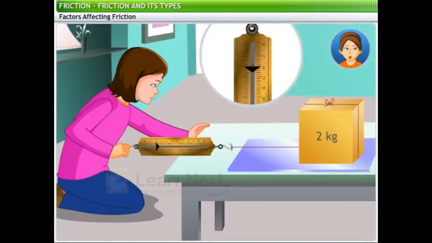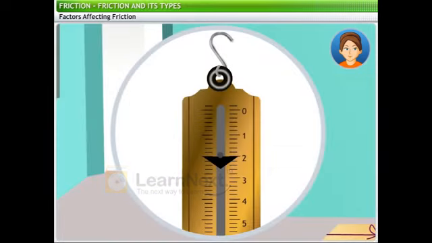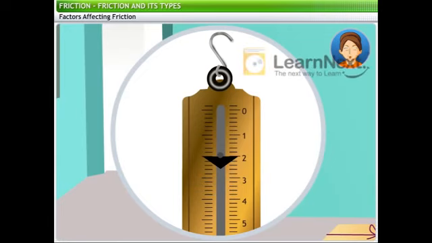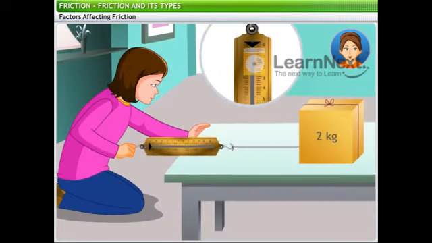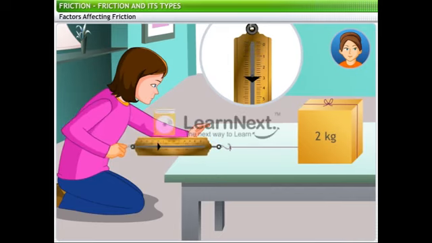Let's continue with the previous activity to understand this better. Here, we use the wooden block weighing 2 kilograms. We know that the reading of the spring balance when the block was dragged on the glass table was 2 units. Now let's remove the glass sheet on the table and carry out the same activity on the wooden surface of the table. The spring balance reads 3 units.